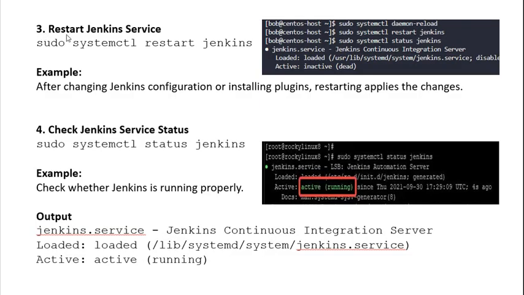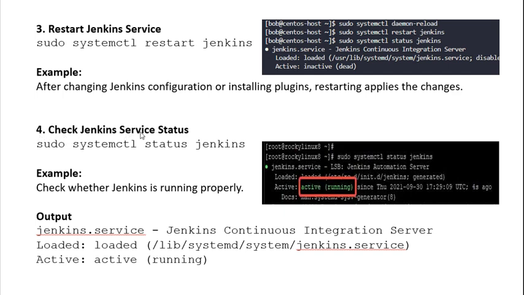Step 3 is to restart the Jenkins service: sudo systemctl restart jenkins. The same command has to be written in this part, used after changing the Jenkins configuration or installing plugins, and restarting to apply the changes.